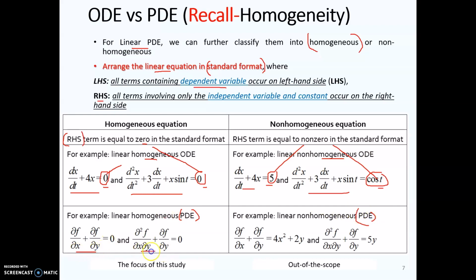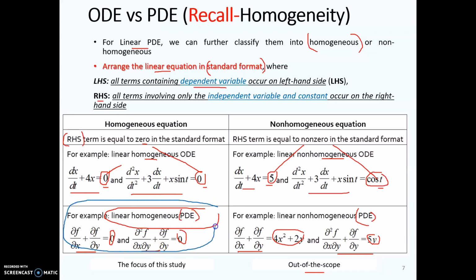So same, you arrange it in the standard format and look at the right hand side. So since these two cases you have 0, therefore this is called the linear homogeneous PDE. For the non-zero right hand side, then you have the linear non-homogeneous PDE. We will focus to solve the linear homogeneous PDE in this study. Non-homogeneous PDE is out of the scope.